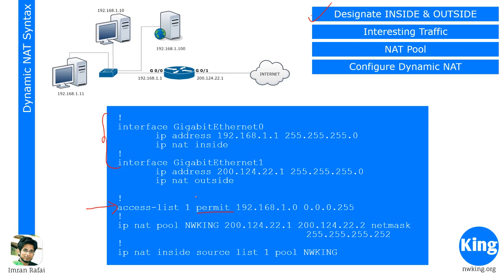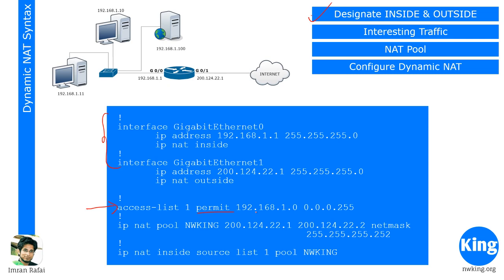Even if you're looking at VPNs, interesting traffic is the traffic that we want to let through a VPN tunnel. So interesting traffic is a term that would be very commonly used in NAT or VPN, right? So we make use of an access list to identify the interesting traffic, right?